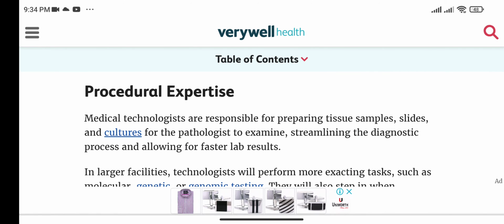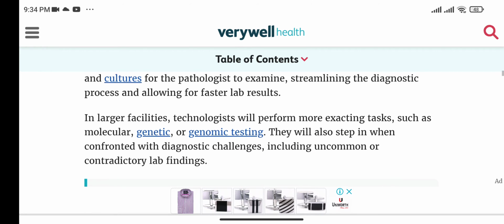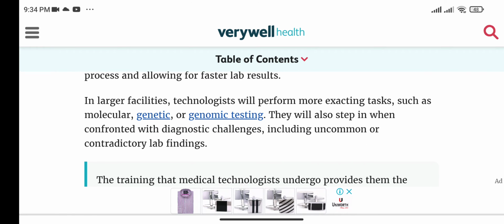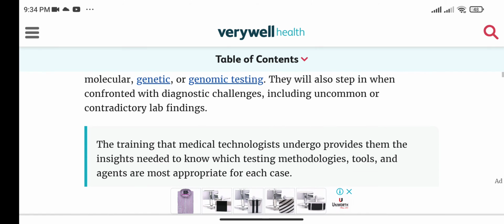Procedural expertise. Medical technologists are responsible for preparing tissue samples, slides, and cultures for the pathologist to examine, streamlining the diagnostic process and allowing for faster lab results. In larger facilities, technologists will perform more exacting tasks such as molecular, genetic, or genomic testing. They will also step in when confronted with diagnostic challenges, including uncommon or contradictory lab findings.